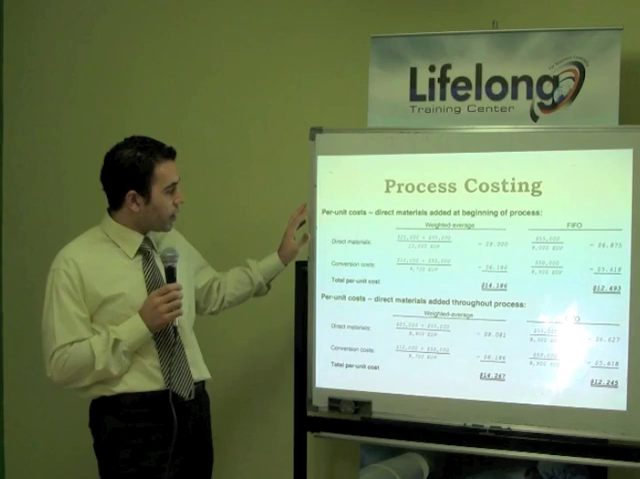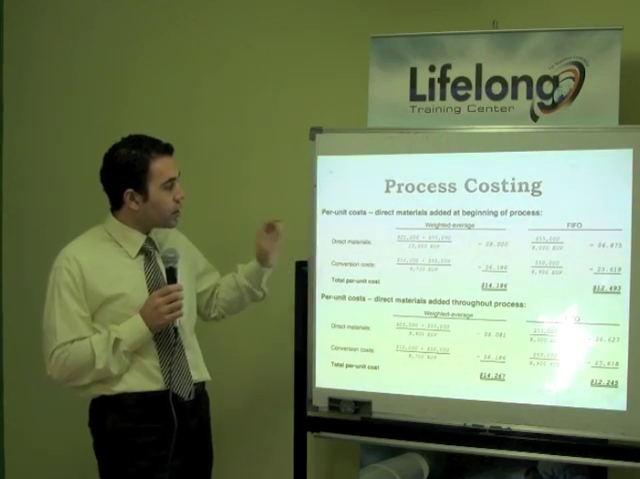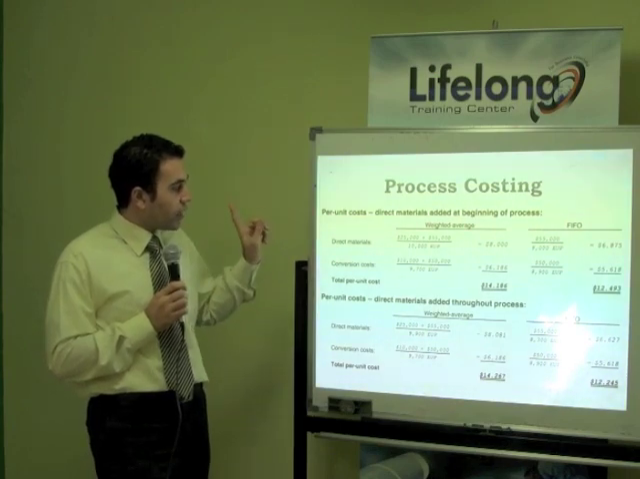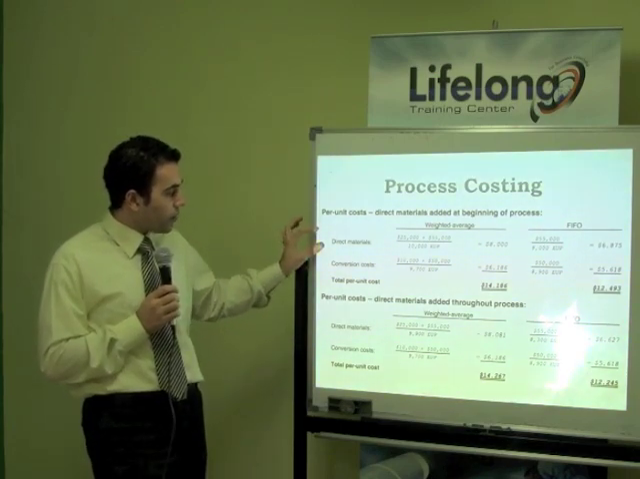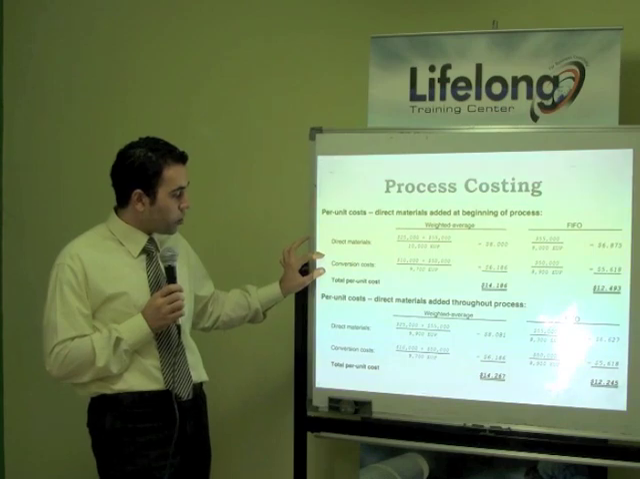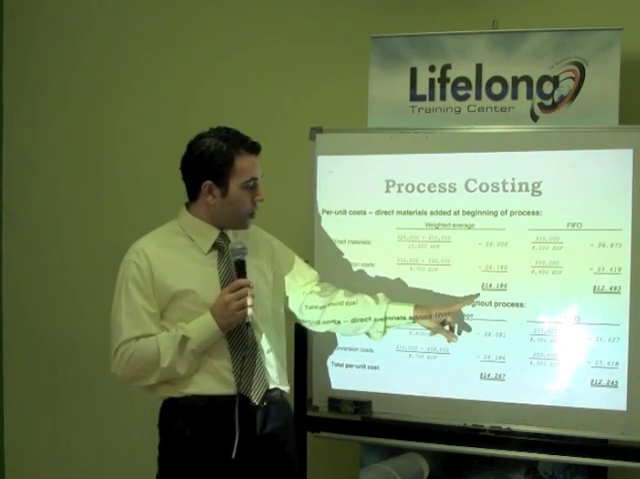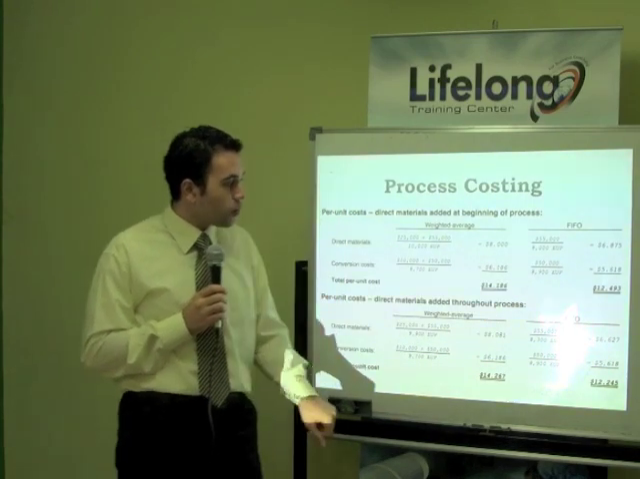Now, look, this is how we are going to do it. We are saying per unit cost, direct materials added at the beginning of the process. So we have direct material, and we have conversion cost, and we have total per unit cost. Under weighted average, it's 14. Under FIFO, it's 12.